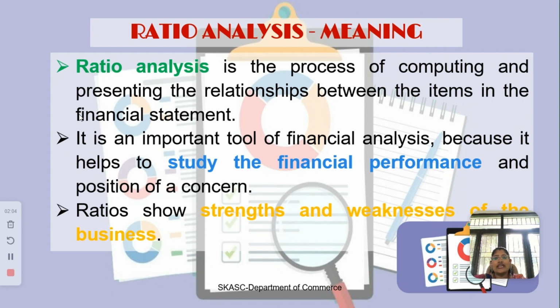Yes, so it presents the relationship between the items in the financial statements. When I'm saying items in the financial statements, your financial statements are first your income statement, your balance sheet, cash flow statements, right? So when it comes to your profit and loss account, that is your income statement, it shows the profitability, right? So there are many items of expenses and incomes. Yes, this is compared with the turnover, whatever sales the company makes, right?